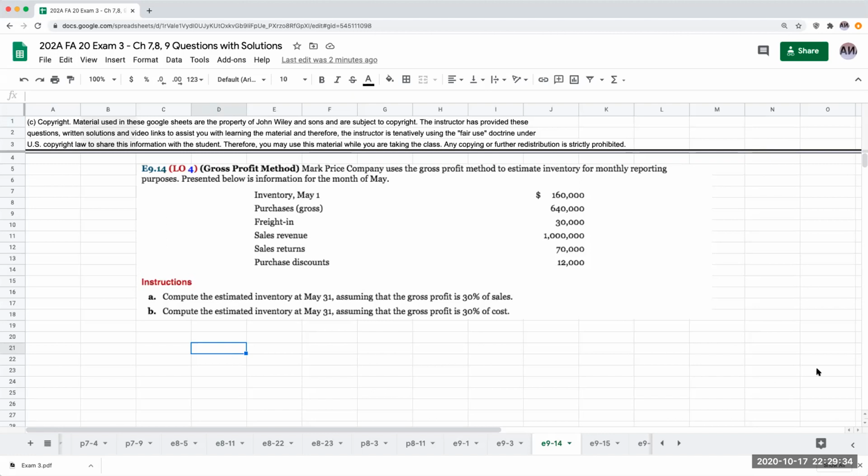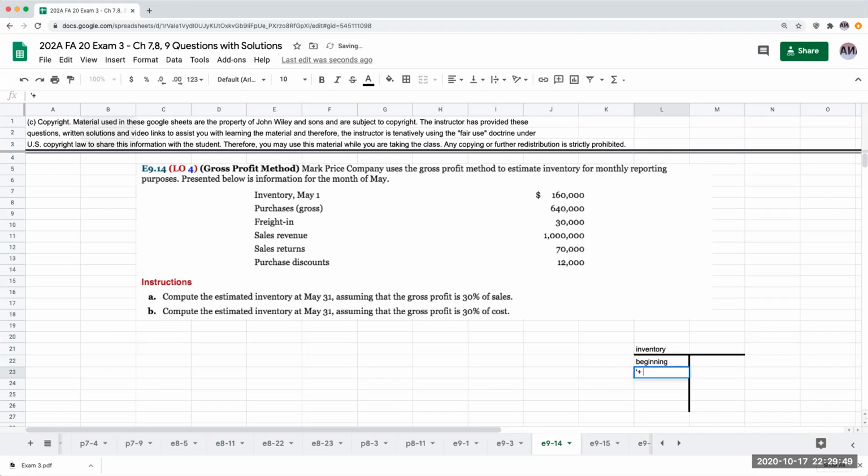And just think of it like this: when I have inventory, I'm going to have my beginning inventory, plus any purchases, any freight in, and then I would be deducting out any discounts, basically purchase discounts, purchase returns, purchase allowances. So that's kind of what I would have over here in terms of my inventory.